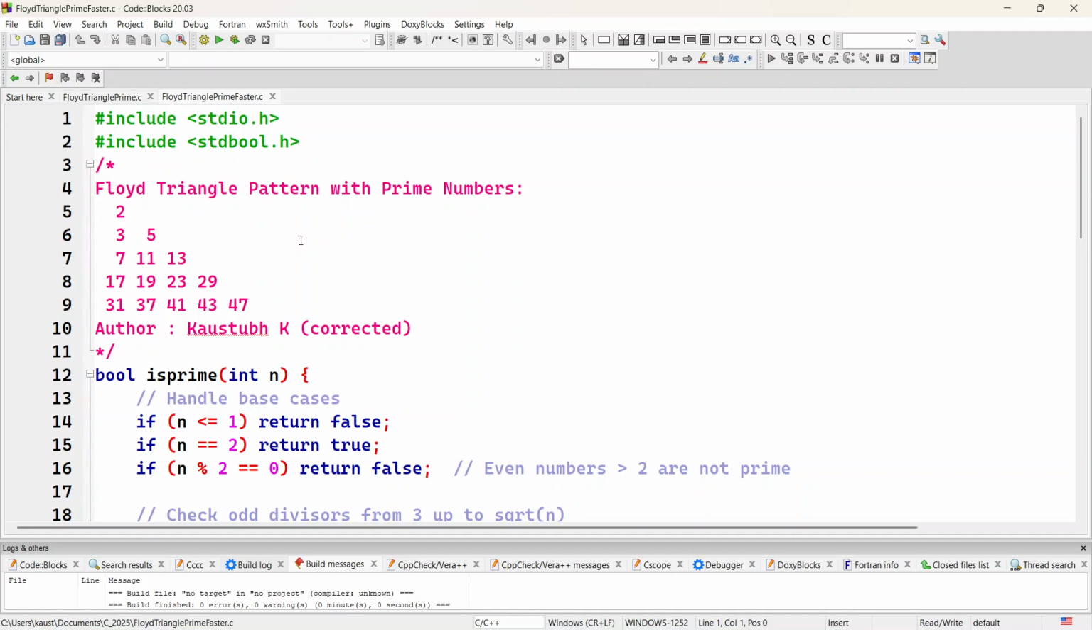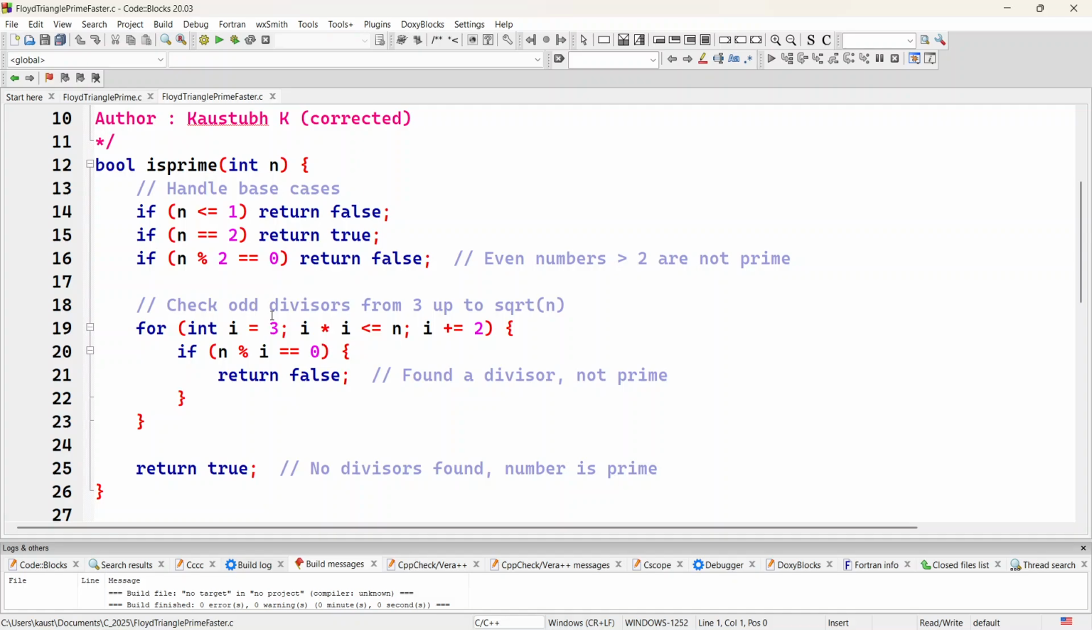Now in this video, we'll take a look at a slightly faster approach to check whether a number is prime or not. In the previous program, in the previous video, we had seen that if we want to check whether the number 1093 is prime or not, then the loop will run 1091 times.